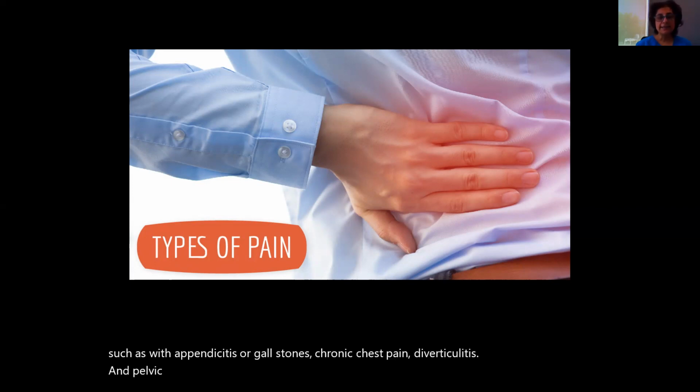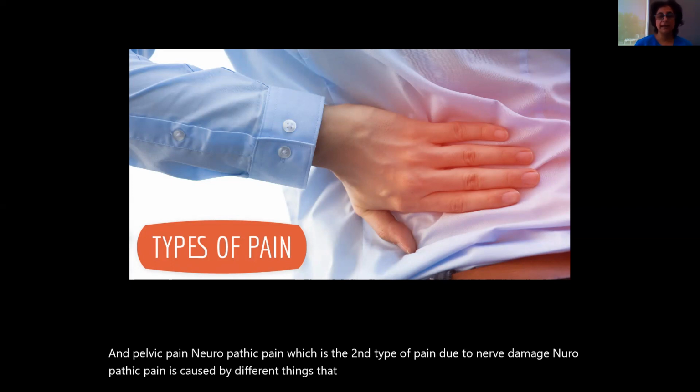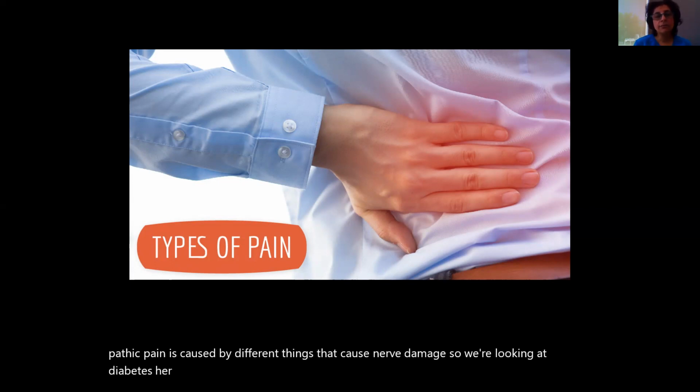Neuropathic pain, which is the second type of pain, is due to nerve damage. Neuropathic pain is caused by different things that cause nerve damage. So we're looking at diabetes, herniated discs, arthritis, spinal cord compression, multiple sclerosis, any number of these things that actually affect the nerve fibers.